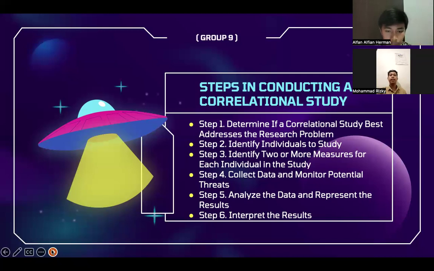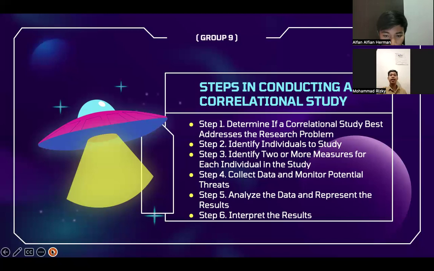In step 4 of conducting a correlational study, researchers collect data by administering instruments and obtaining scores from each individual in the study. It is essential to monitor potential threats to the validity of the scores throughout the data collection process. And the next is step 5, analyze the data and represent the results. In step 5, researchers analyze the data using appropriate statistical procedures to determine the strength and direction of the relationship between variables.